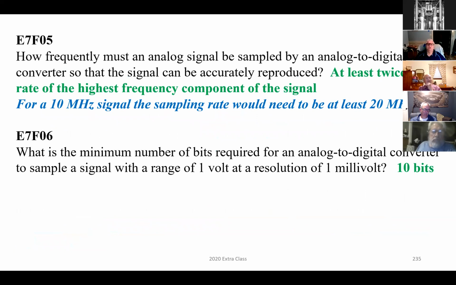Okay, how frequently must an analog signal be sampled by an analog to digital converter so that the signal can be accurately reproduced? At least twice the rate of the highest frequency component of the signal. So for a 10 megahertz signal, the sampling rate would need to be at least 20 megahertz.